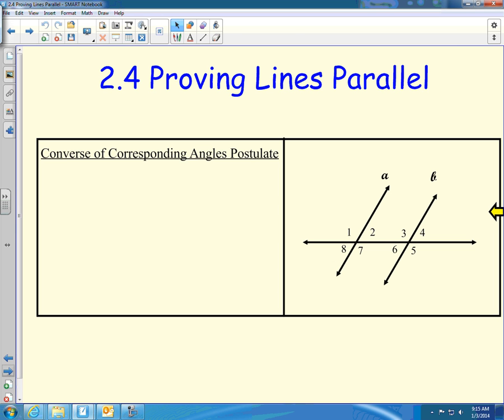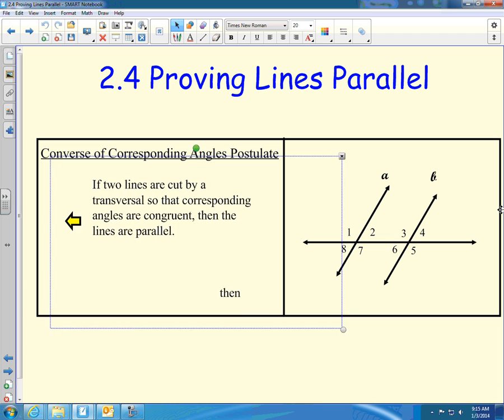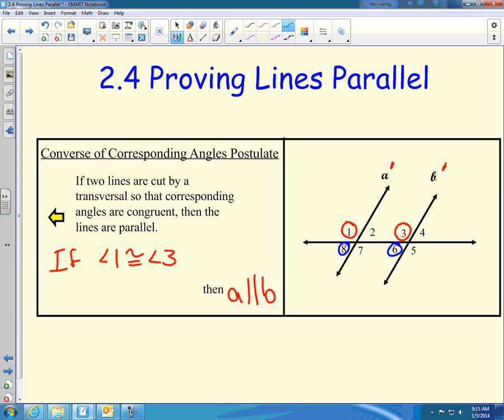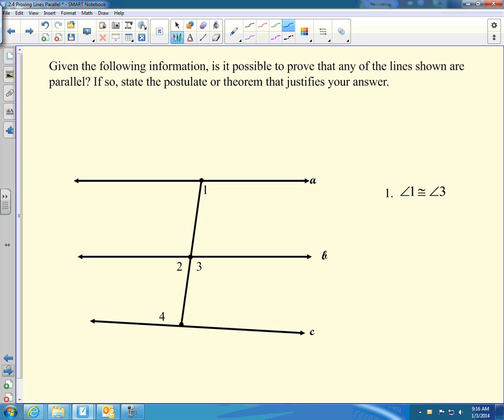Our first thing that we're going to talk about is our converse of corresponding angles postulate. It says if two lines are cut by a transversal so that corresponding angles are congruent, then the lines are parallel. So for example, if we look at angles 1 and 3, if angle 1 is congruent to angle 3, then because they relate to A and B, we can say A is parallel to B. We also could have used 8 and 6. Those are also corresponding. If angle 8 is congruent to angle 6, then A is parallel to B. So let's see that in an example.